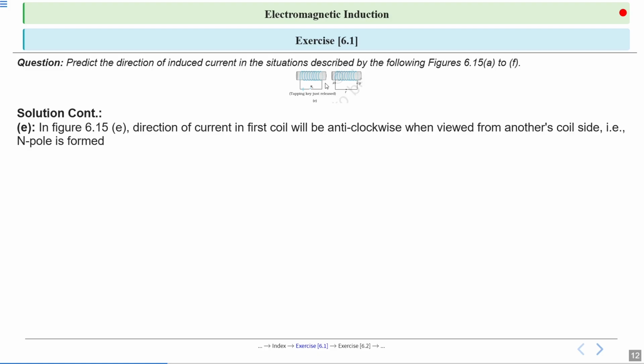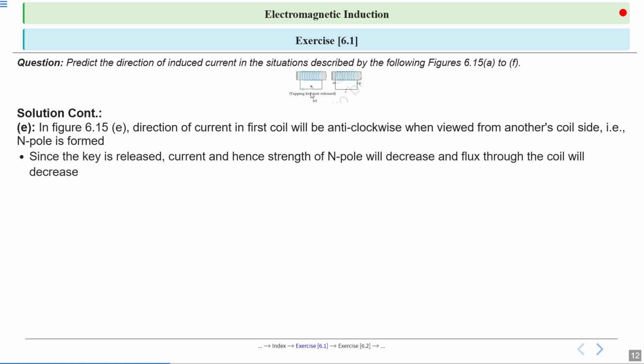So this dashed part is the other side of the coil. So like this. So current is flowing like this. Firstly, it will go in the dashed line and then come in the outward direction. So it is anti-clockwise when viewed from this XYZ coil. Okay, it is anti-clockwise, means north pole is there on this end. Okay, so anti-clockwise and viewed from another coil side, that is north pole is formed.